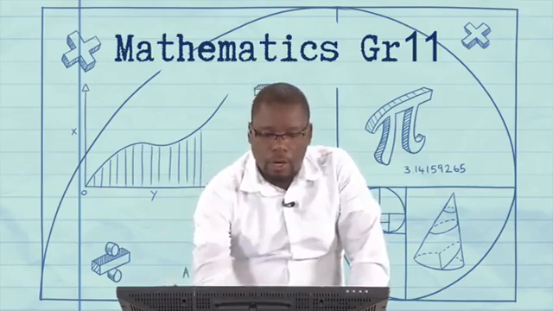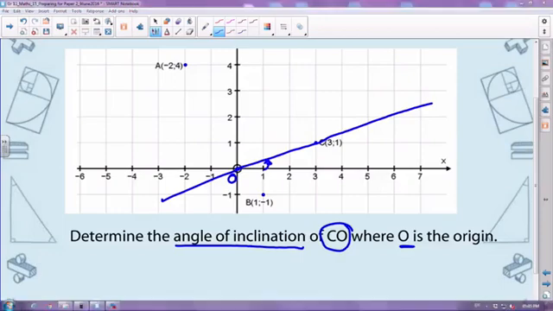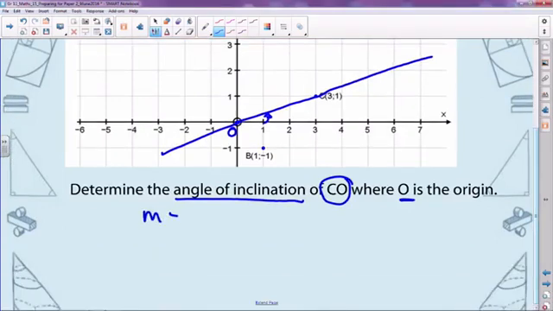You've got your OC here. You need to work out the angle of inclination. Now, how do you work out your angle of inclination? m equals tan theta. So m is tan theta, but m is the gradient. Now, what's the gradient of this line? It's the change in y over the change in x. So we've got 1 minus 0 over 3 minus 0. Then your gradient is a third. So tan theta is a third.